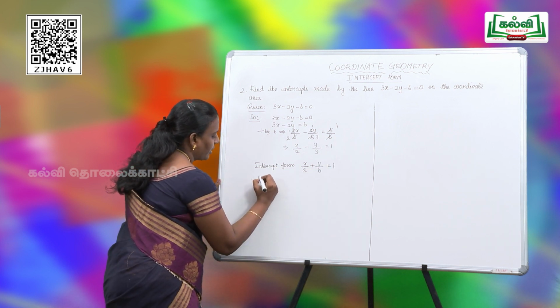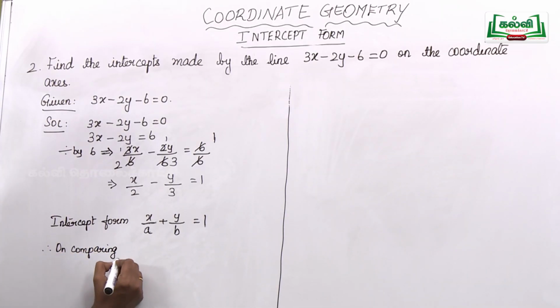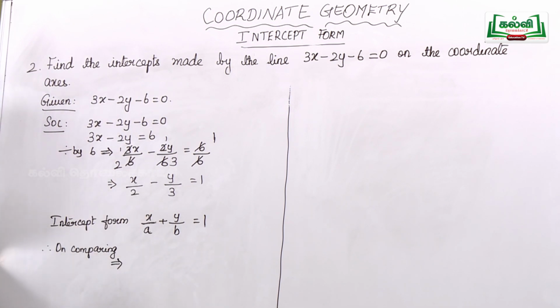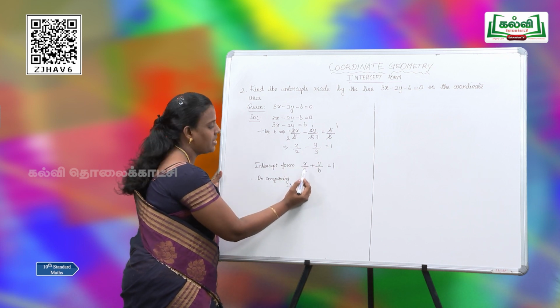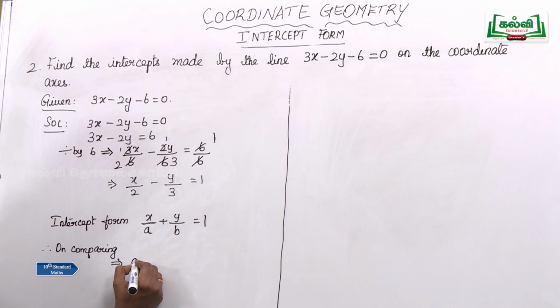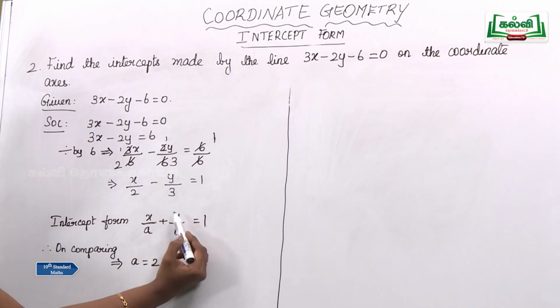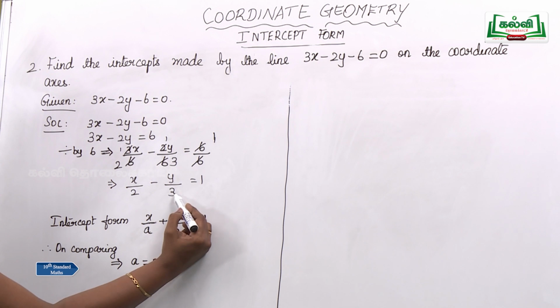So, therefore, I will write on comparing. What do I get? Now, here x, here also x, so the coefficient is 1, okay. That is x and x are there. Now, here in place of a, you have the number 2, therefore, I will write a is equal to 2, okay. Now, similarly, compare the next one. Here I have y, here also I have y, so that is correct.